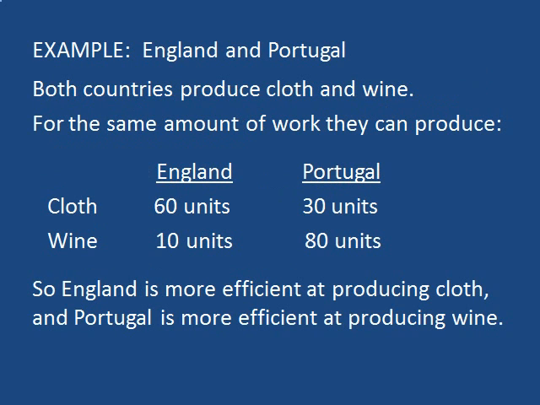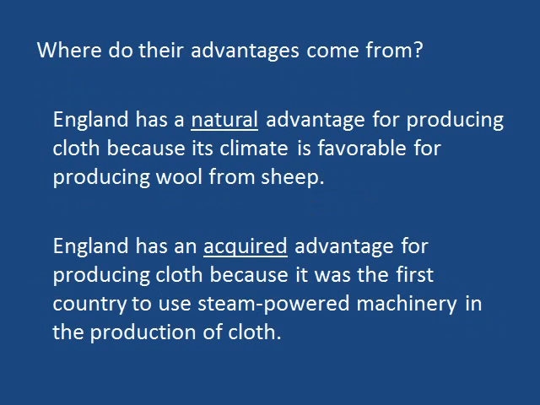Let's look at an example of England and Portugal. Both countries produce cloth and wine. For the same amount of work, they can produce cloth, England 60 units, Portugal 30 units, and wine, England 10 units, and Portugal 80 units. So England is more efficient at producing cloth, and Portugal is more efficient at producing wine.